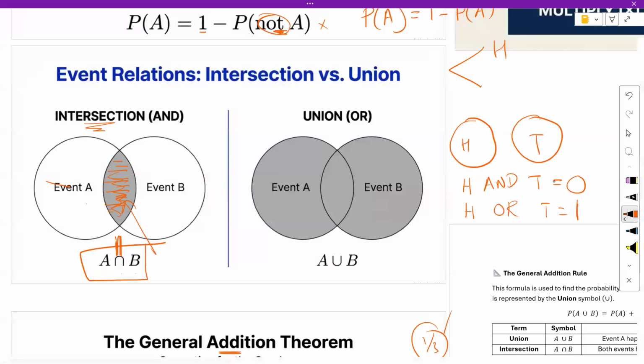So why does it become 0? Because there is no intersection. If there were an intersection, it would be different. So do you agree this is mutually exclusive? Toss one coin, head or tail. Is this mutually exclusive or non-mutually exclusive?